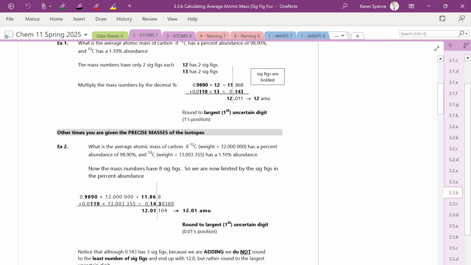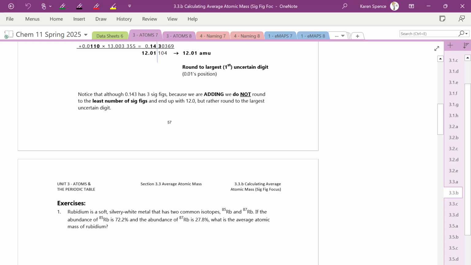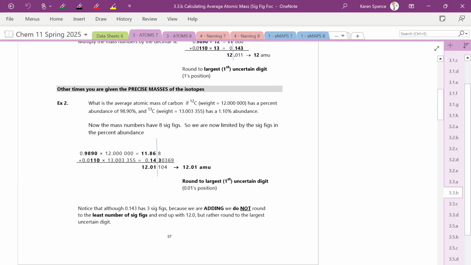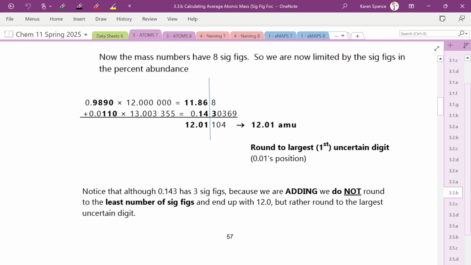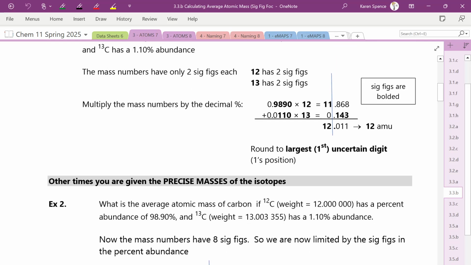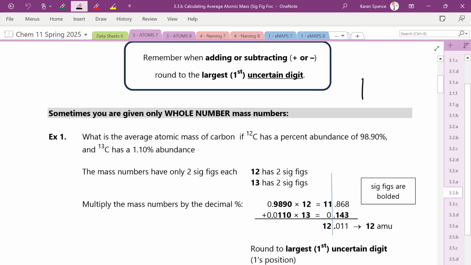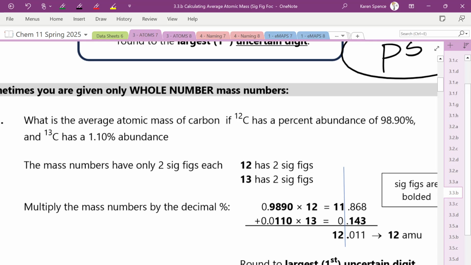We're going to very quickly pop to page 57. And I'm going to just let you know what you do if you have a whole number. Say they don't give you the specific actual number, like 12 wouldn't be 12, it would actually be 11.9 blah blah blah. But what if they only give you 12? What happens with our sig figs? Page 57.